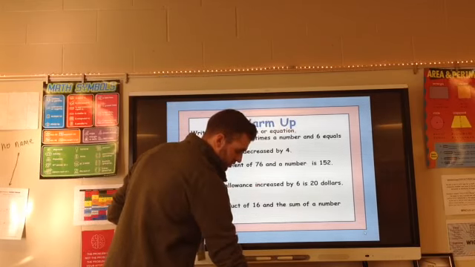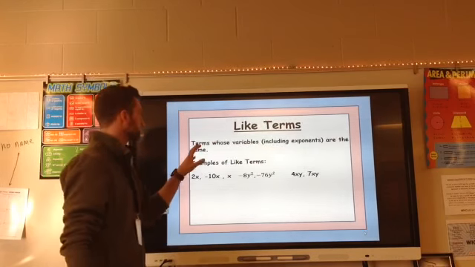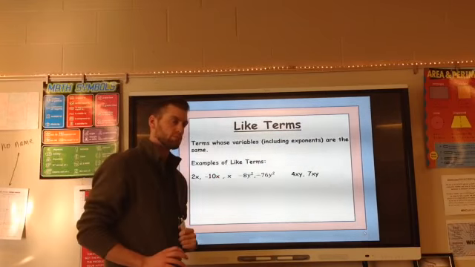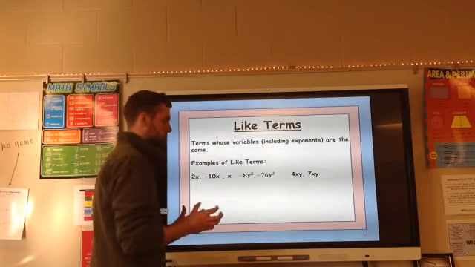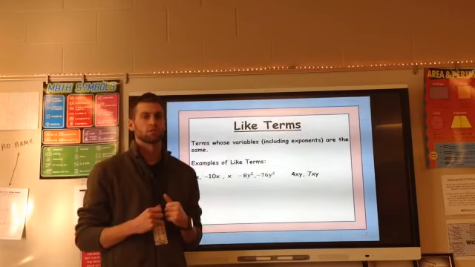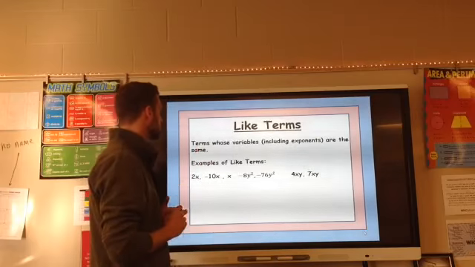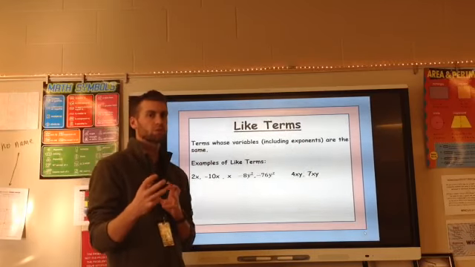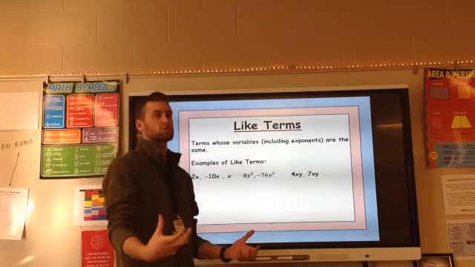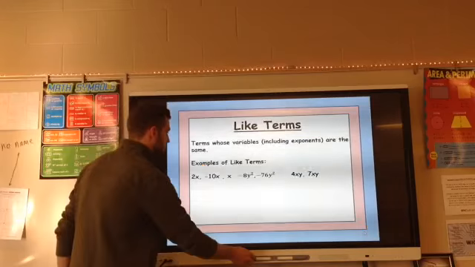Okay, so let's get to what a like term is. A like term is terms whose variables, including exponents, are the same. So it's terms. Terms are separated by any type of operation, except for multiplication and division. So terms are only separated with an addition sign or a subtraction sign. Okay? Now here are some examples of like terms.